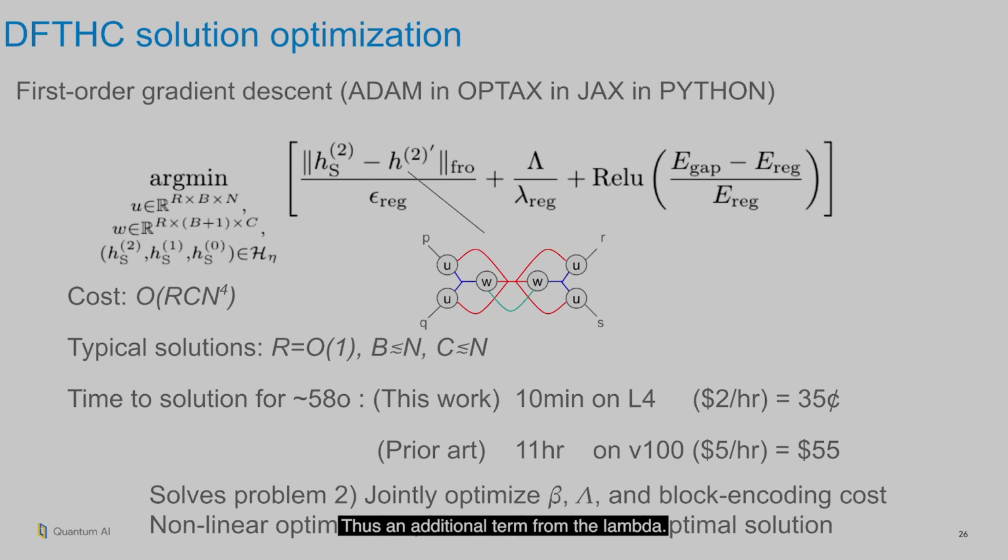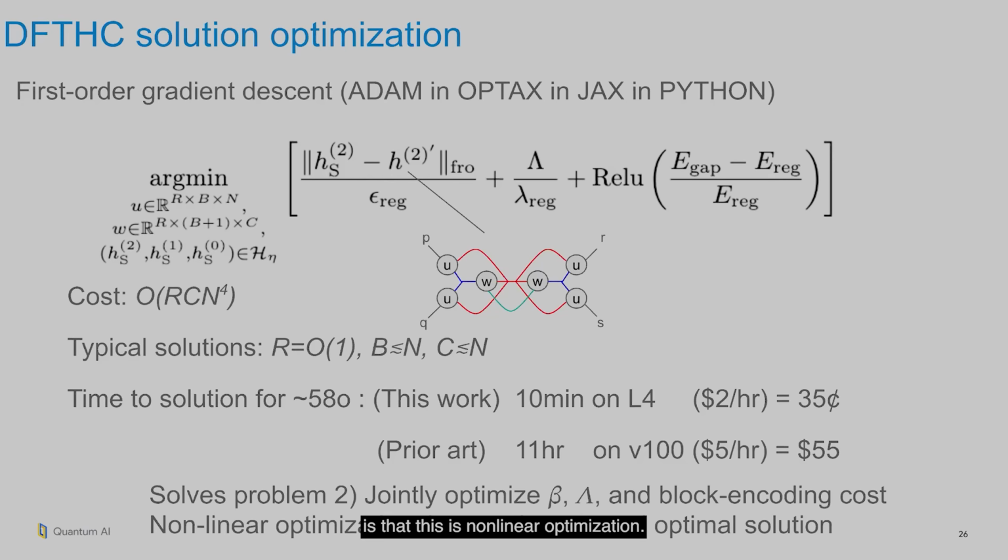There's an additional term from the lambda. You want to minimize that as well. And then you also want to minimize the gap. So that's like E gap. And in all of these nonlinear optimization problems, usually there's a lot of black magic involved. You need to pick good regularization parameters, like how much weight you apply to minimizing the norm versus minimizing the error versus minimizing the gap. So we did a study of this. You can find the details in our paper. And so we have good regularization parameters that find solutions effectively.